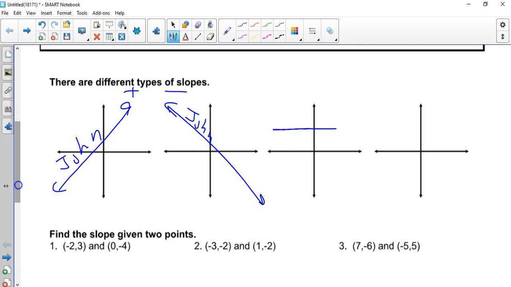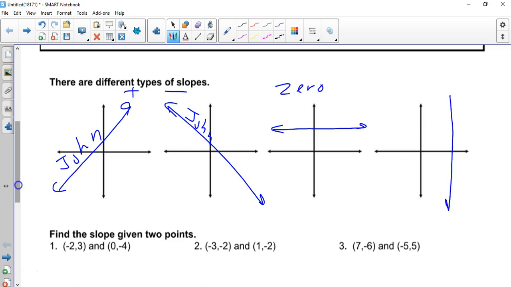Now the two that are most confusing. Here, we have a slope of 0, the quantity 0. The way I tell people to think about this is, think about walking on a treadmill. Okay? And when it's completely flat, what is the incline? 0.